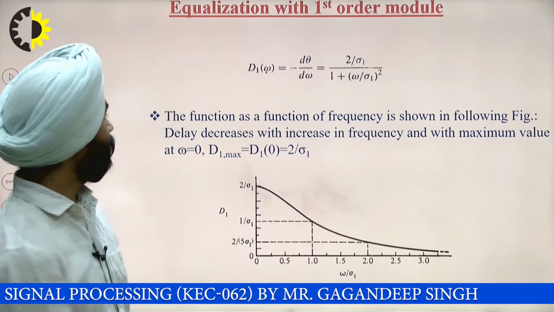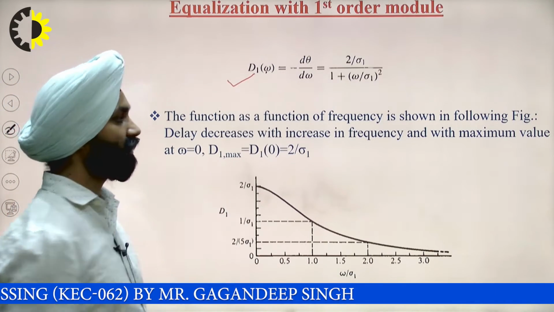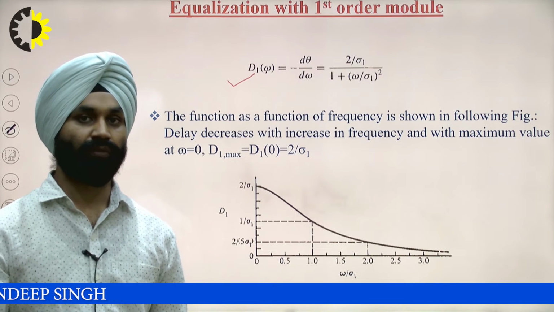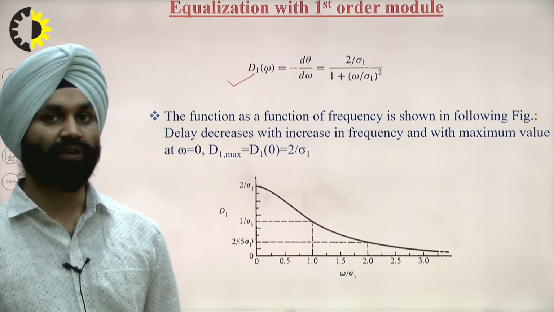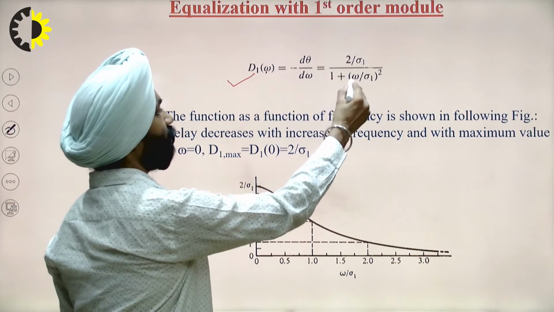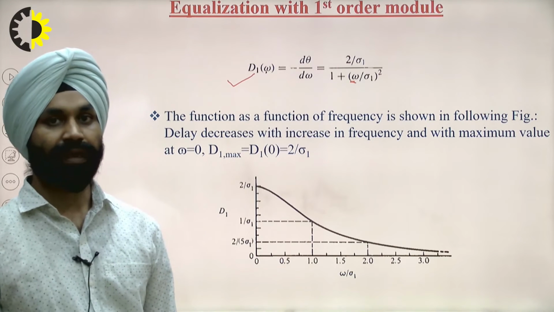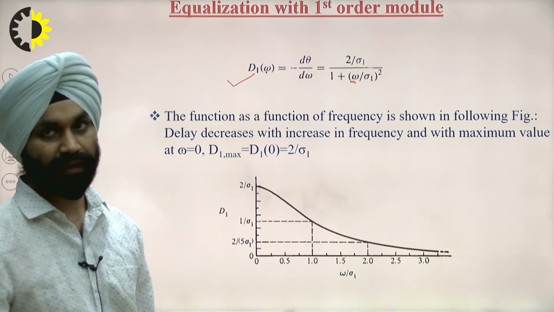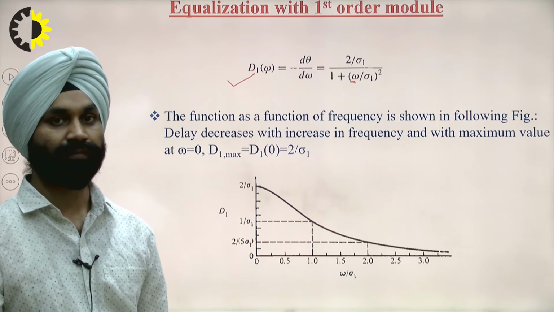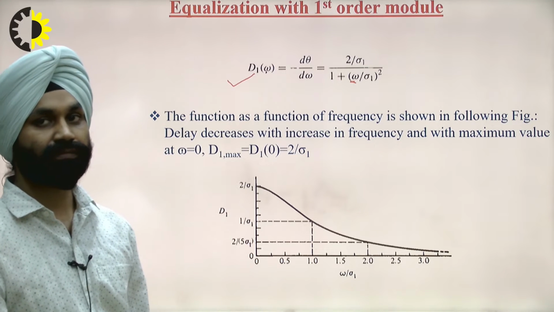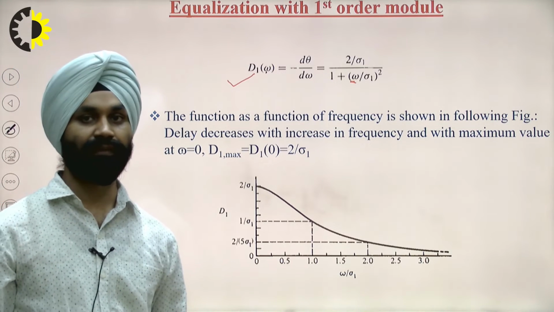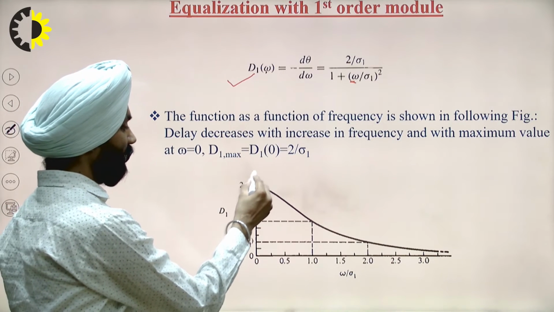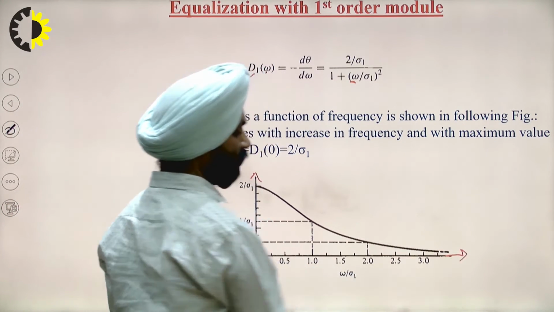So we have the delay of the all pass filter, which is given by this value. We know that it is a function of frequency, so we can find it from the frequency. Whenever we include it in the main filter, we have to find its delay with frequency. So let's draw the delay versus frequency response.